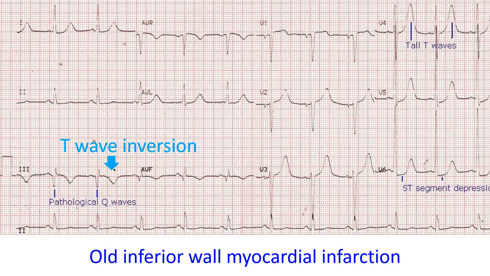Another ECG showing old inferior wall myocardial infarction with pathological abnormal Q waves with T inversion in leads 3 and AVF. Additional findings marked are minimal ST segment depression in V6 and tall T waves in V4. These changes can occur when the blood supply to the left side of the left ventricle is compromised. ST segment is isoelectric in the region of old myocardial infarction.